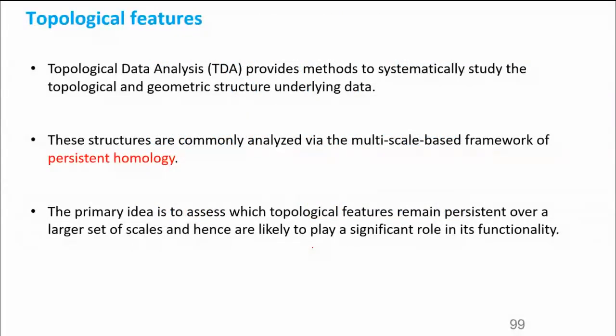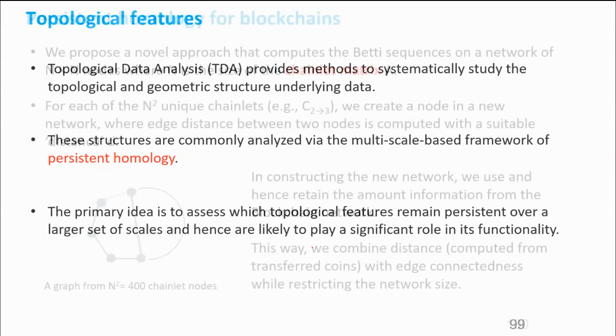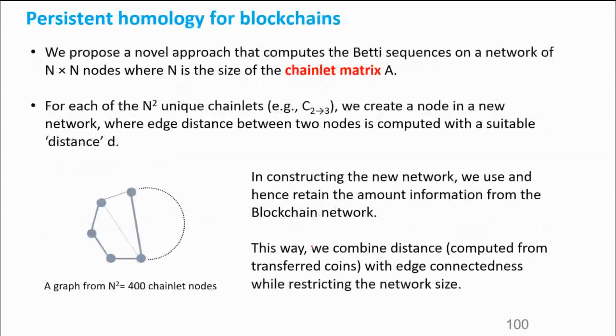So topological data analysis, we already talked about this. Persistent homology gives a nice framework to study these structures. The primary idea is to assess which features remain persistent over a larger set of scales and that are likely to play a significant role. So we propose a novel approach that computes the Betti sequence on a network of n times n nodes, where n is the size of chainlet matrix A.